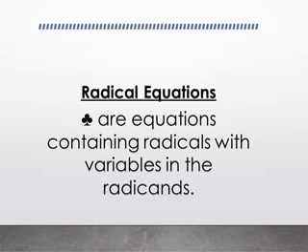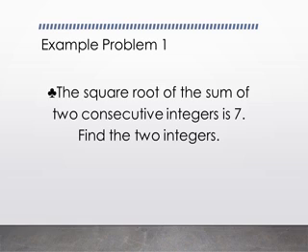Radical equations are equations containing radicals with variables in the radicands. Let's try to answer this example, problem 1. We have the square root of the sum of two consecutive integers is 7. Find the two integers. So let's try to situate the problem. Please analyze the problem deeply in order for you to come up with the correct equation or correct answer.